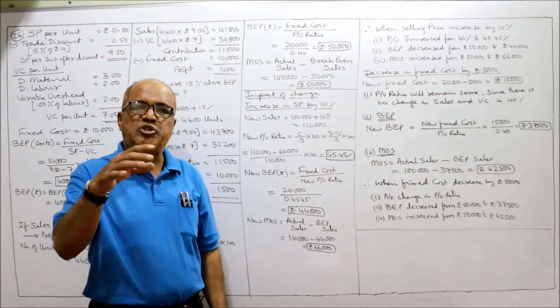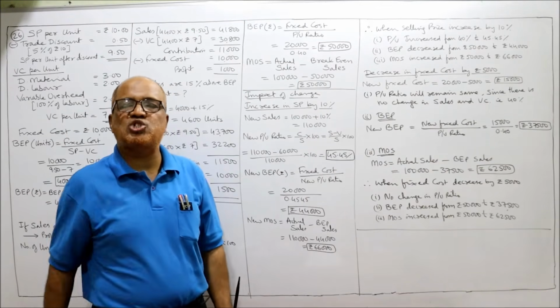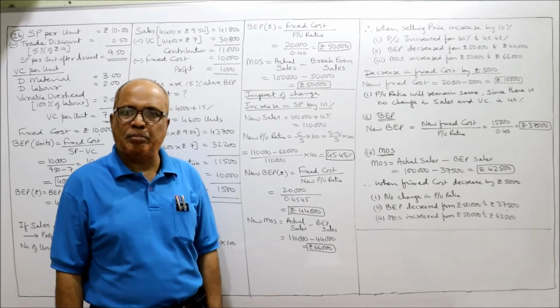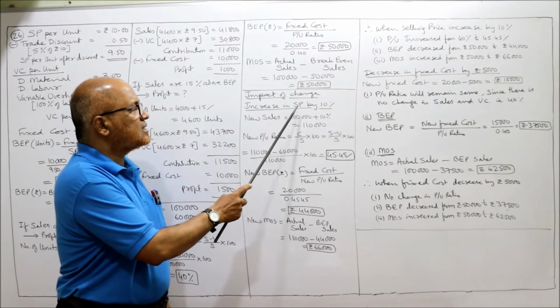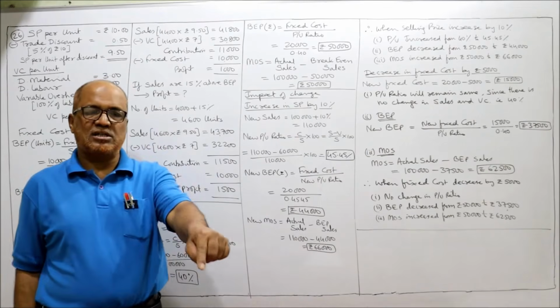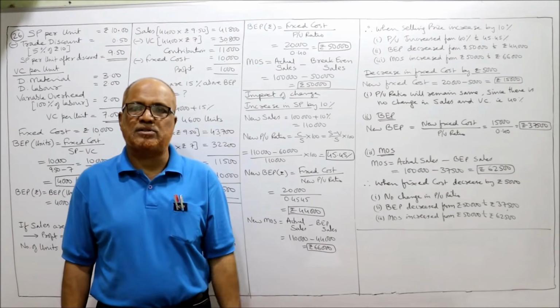Now we have to make some changes in the variables and find out what is the impact of these changes on PV ratio, BEP and MOS. Now, impact of change. Increase in selling price by 10%. It is given in the problem. If the selling price increased by 10%.